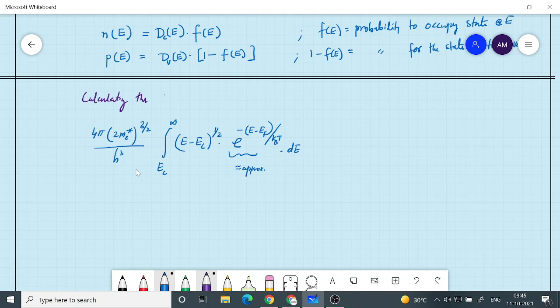Calculating the number of electrons in the conduction band for N0. So apart from the constant, if you look at the integral, now we are going to do some substitution. Let (E minus EC) by kBT be called eta, and this is a standard way of solving this integral.